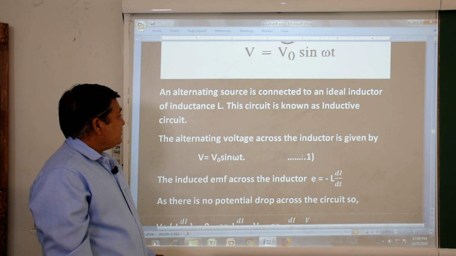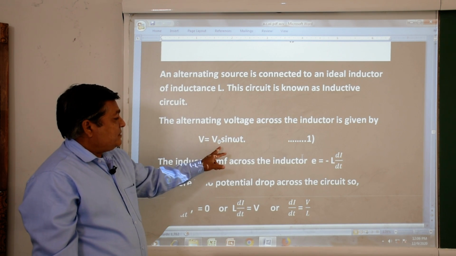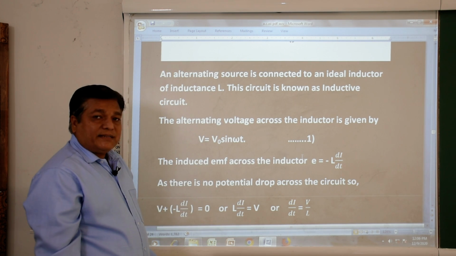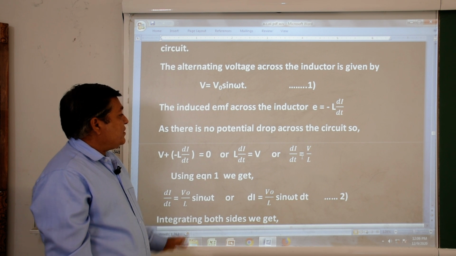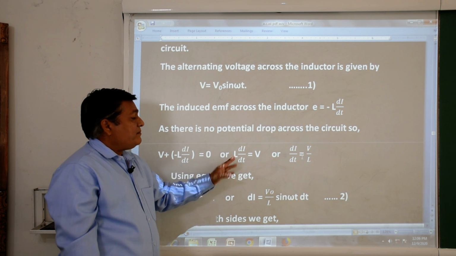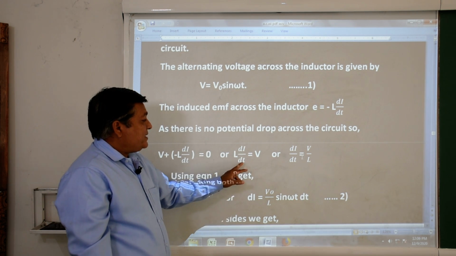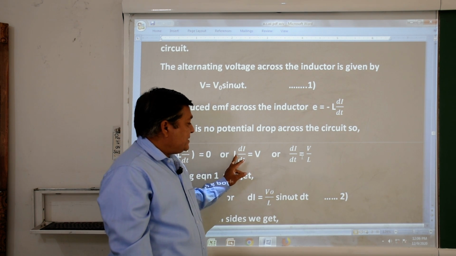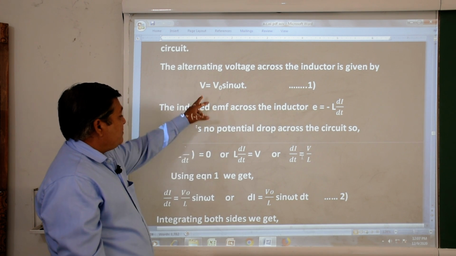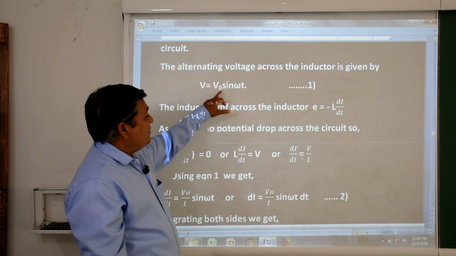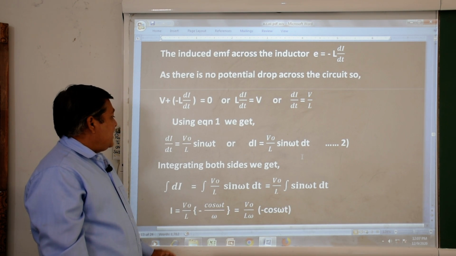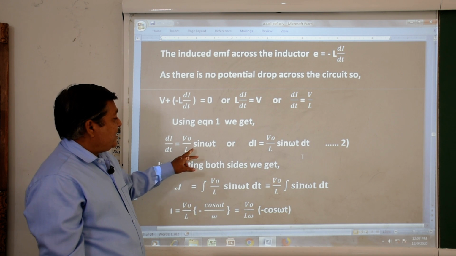Let us suppose the equation is V is equal to V naught sin omega t, and the induced EMF is E is equal to minus L di by dt. As there is no potential drop across the circuit, the applied voltage will become L di by dt, or di by dt is equal to V upon L. Now, using equation number 1, since V is equal to V naught sin omega t, we can place it in place of V. So di by dt will become V naught upon L sin omega t.